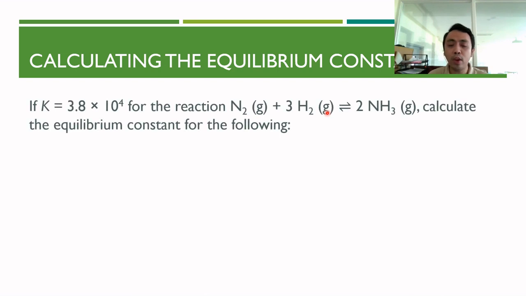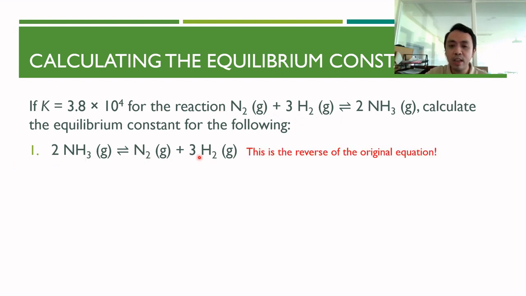If K is equal to 3.8 times 10 to the power of 4, for the reaction N2 plus 3H2 producing 2NH3, calculate the equilibrium constant when we apply the following manipulation. First off, we have 2NH3 producing N2 and 3H2 gas. Looking carefully at this balanced chemical equation in number 1, and comparing it to the original equation, we see that number 1 is actually the reverse of the original equation.